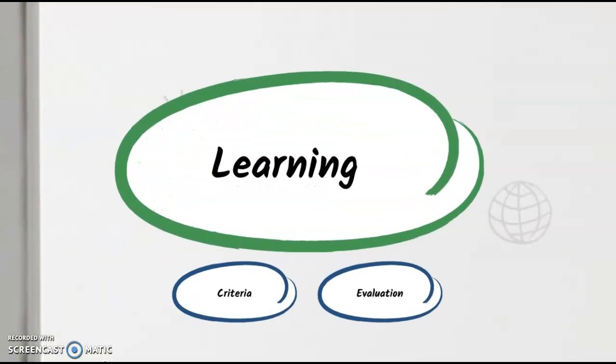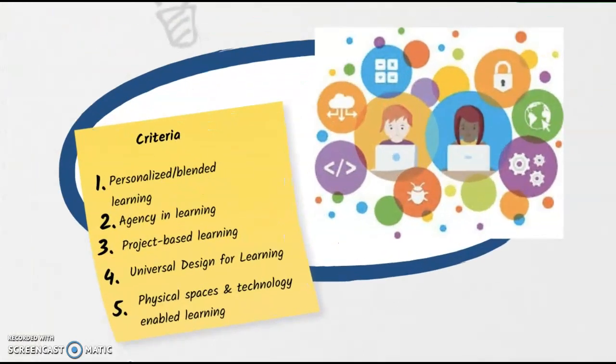I chose to evaluate learning as the second level of importance because technology learning would not be possible without a solid infrastructure. The criteria that I looked at to evaluate learning was personalized or blended learning. Personalized learning focuses on students learning at the appropriate pace and level for them. And blended learning makes sure that learning is done online and in person.